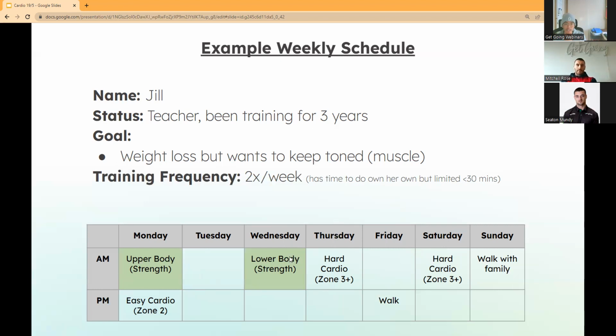And another consideration here, Wednesday to Thursday: you might do lower body on Wednesday, and on the Thursday, you might do a more upper body based cardio session, so exercises that target the upper body.